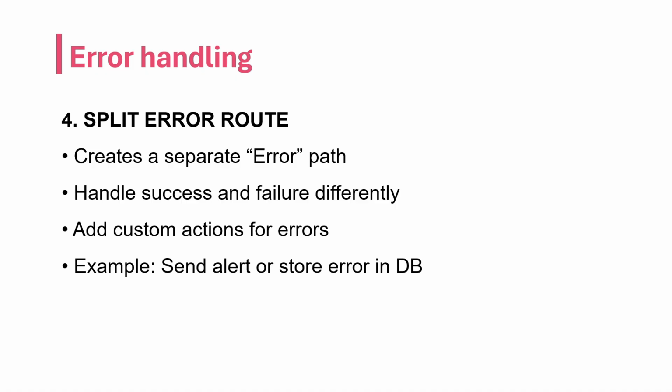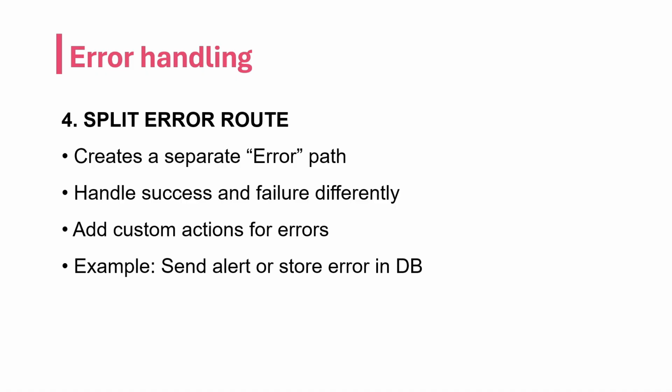When you enable this, a node will have two outputs, one for successful execution, second is one for errors. This allows you to design parallel paths, one for success, another for handling failures. For example, if an HTTP node fails, you can use the error route to send a Slack alert, save the error details in a database, or notify a team member. This is super powerful when you want to take smart actions after an error.